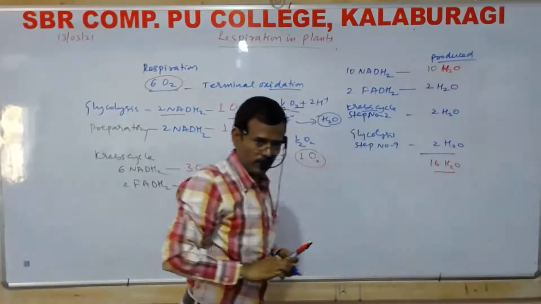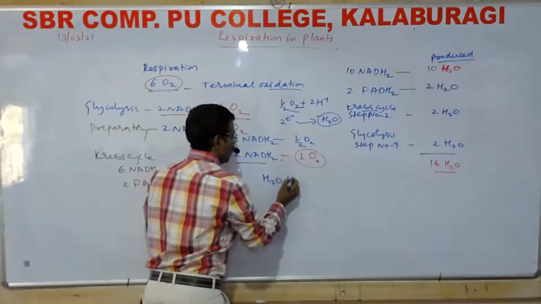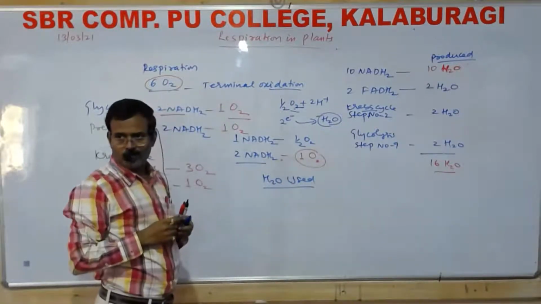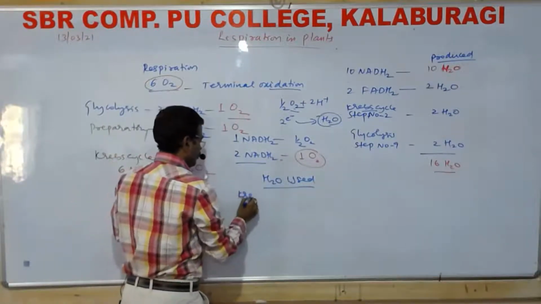These are all produced. Now, water molecule used calculation. Water molecule used. Okay. Now, you take the Krebs cycle.